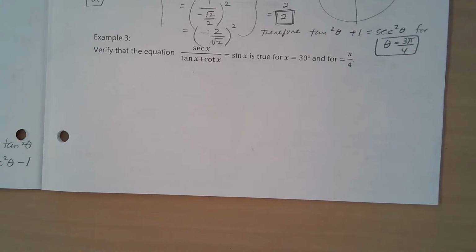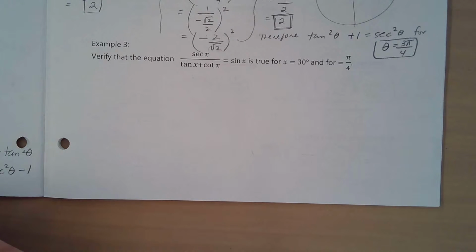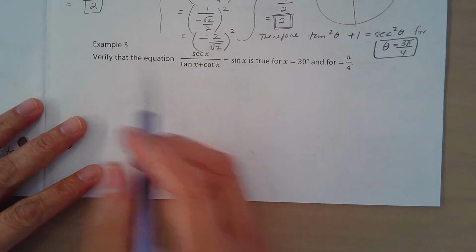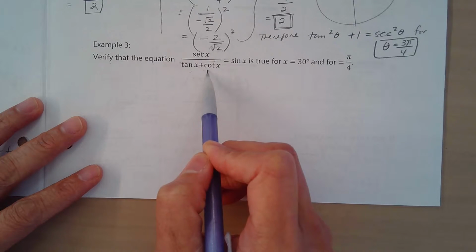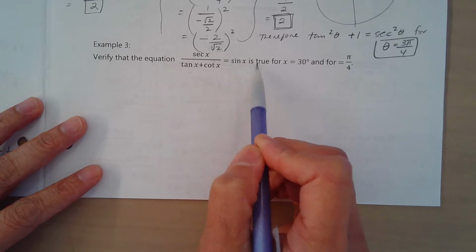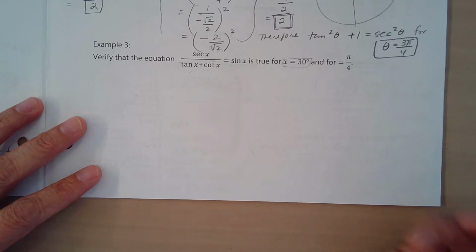Last but not the least is example number 3. Secant x is more complicated on one side, but the other side is not bad, sine theta. Okay, so verify the equation for secant x over tan of x plus cotangent of x is equal to sine of x. We're going to verify if it's true for 30 degrees, and we're also going to verify for pi by 4.